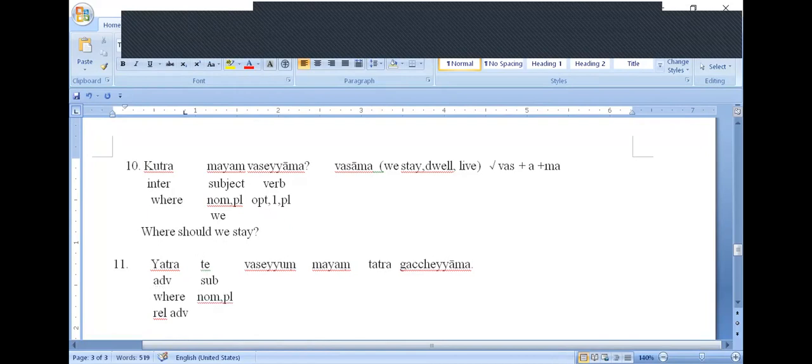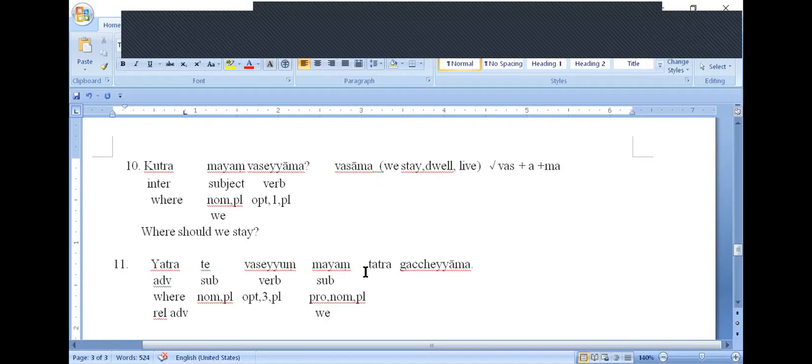Seyum is optative, third person plural. It is a verb. Mayam. Mayam is a we subject. Pali grammar is a pronoun, nominative first person plural. Nominative plural. So it's a we here, correct? Yeah, we. And then.